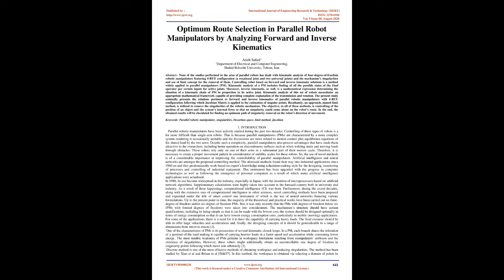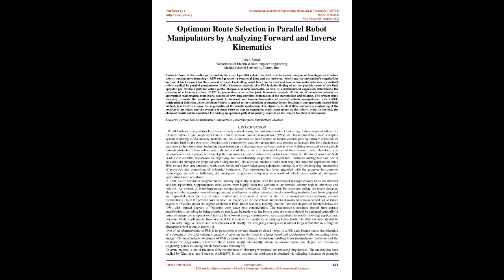The objective, in all of these methods, is controlling of the position of an object and the system's internal force so that no singularity could come about on the robot's route. In the end, the obtained results will be elucidated for finding an optimum path of singularity removal on the robot's direction of movement. Keywords: parallel robotic manipulator, singularities, Descartesian space, limit method, Jacobian.